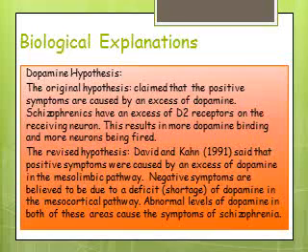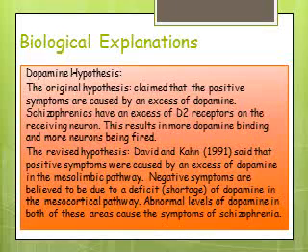The dopamine hypothesis then. The original hypothesis claimed that the positive symptoms are caused by an excess level of dopamine. So schizophrenics have an excess of the D2 receptors on the receiving neuron, and this results in more dopamine binding and more neurons being fired.